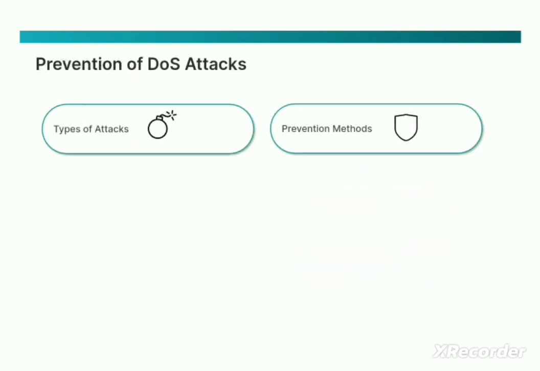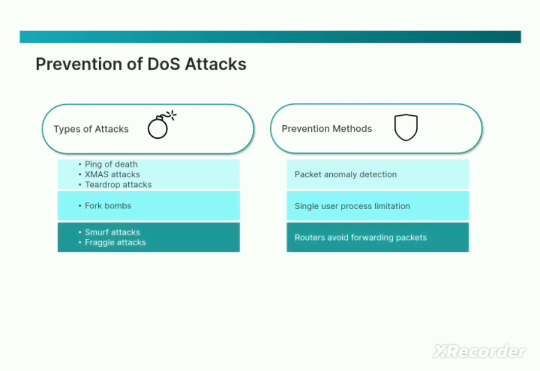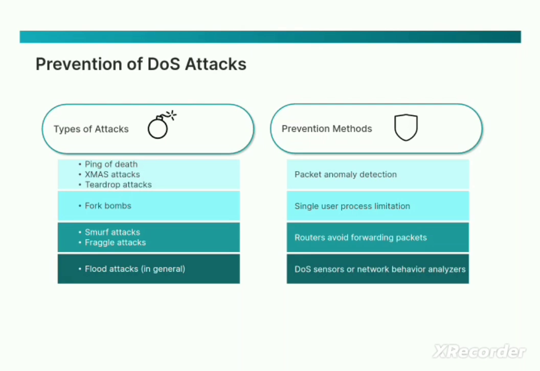To prevent DOS threats, network devices like firewalls can implement anomaly checks of the packets. This mechanism can block ping of death, Christmas tree, and teardrop attacks. You can prevent fork bombs by limiting the number of processes a user can own. To prevent Smurf and Fraggle attacks, routers no longer forward packets directed at their broadcast addresses. Also, to limit floods in general, firewall mechanisms like DOS sensors or network behavior analyzers using artificial intelligence keep the traffic under expected amounts.